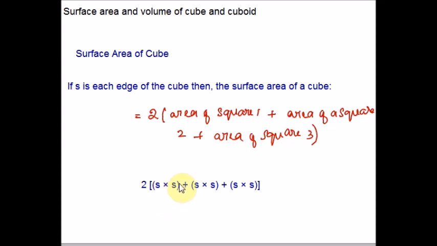So side times side for the second square, and for the third square. So it would be S square plus S square plus S square, which is nothing but 3S square. 2 times 3 is 6. Therefore the surface area of a cube is 6S square. Hope you are clear so far.